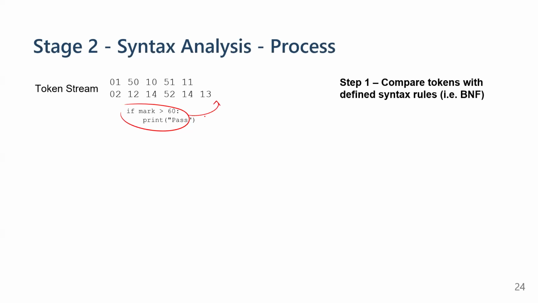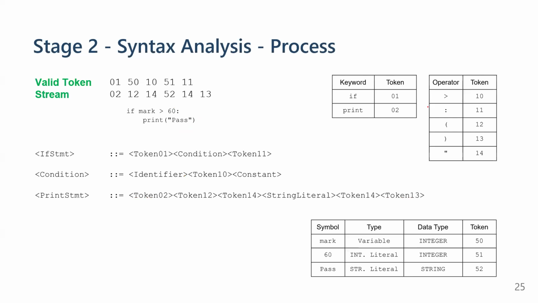So imagine this previous Python code, which produced this token stream at the end of the lexical analysis stage, guys. Now, what happens in the first part of syntax analysis is we compare these tokens with predefined syntax rules. And these syntax rules can be defined using syntax definitions like Backus-Naur form or syntax diagrams. But let me show this to you in action. This token stream can be compared with predefined Backus-Naur form rules. Like there might be a rule for an if statement, a rule for a condition, and a rule for a print statement, right?